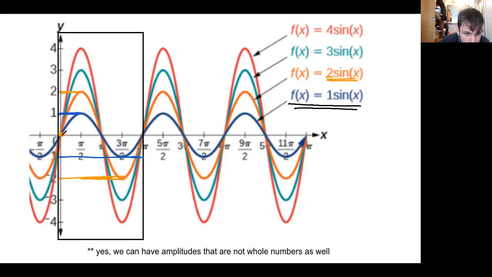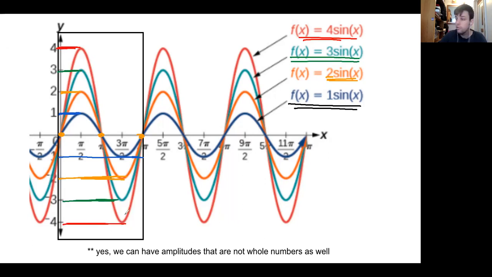But the points that are not affected at all are these 0 values, these ones that are actually on the axis or on the midline. Those stay the same. Let's keep going looking through these. The third one here is this sort of green or teal colored one. It has an amplitude of 3. So again, we're going up to 3, going down to -3. And then the last one that's shown here is an amplitude of 4. So up to 4 and down to -4.